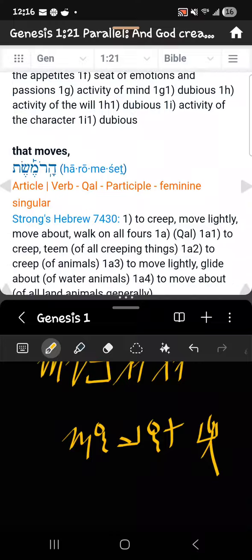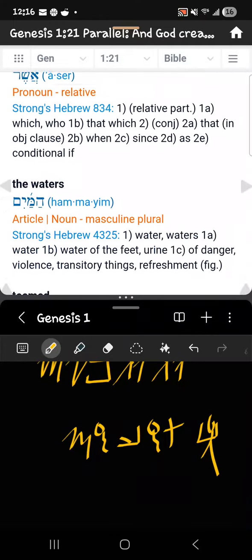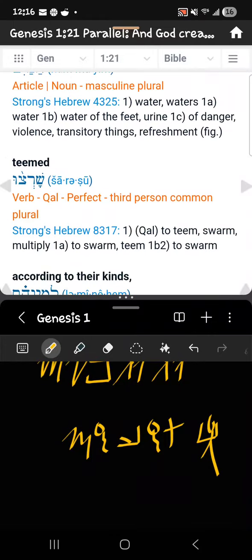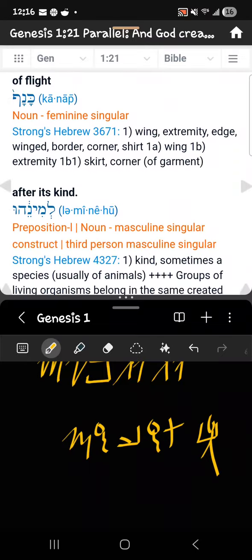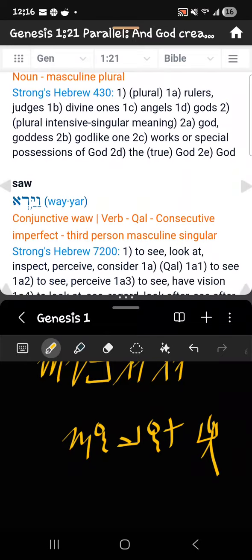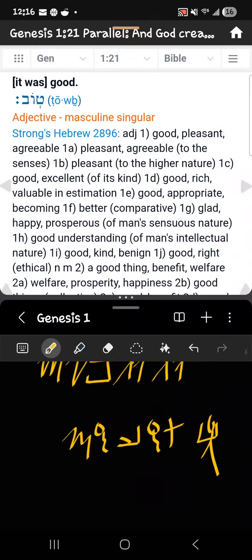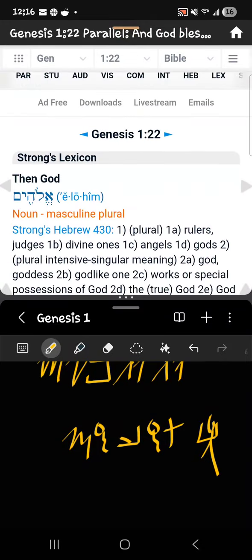Word, the nefesh that moves with which the waters teemed, according to their kinds, and every bird of flight after its kind. And Allah Hayam saw that was good as well, my boy. He was like, that's tough. Not gonna lie to you. He had a dinosaur phase, yo. He was like, that's tough.